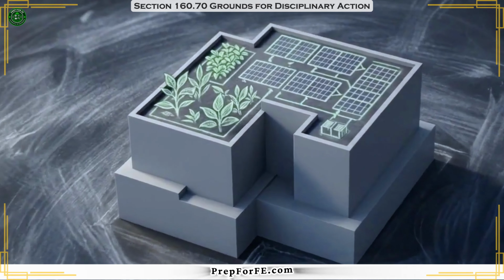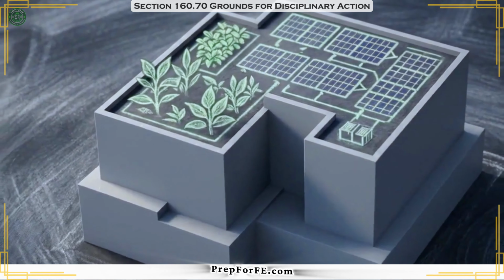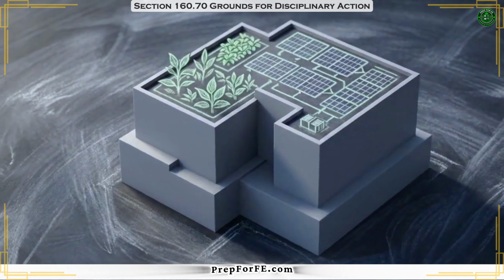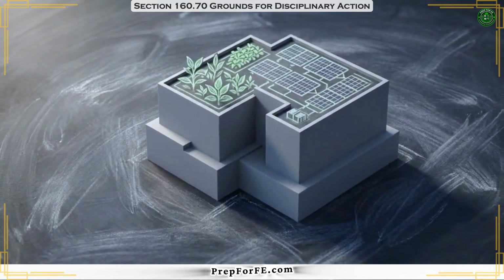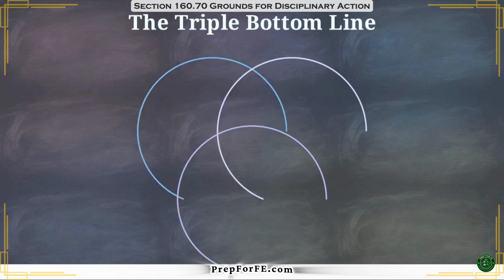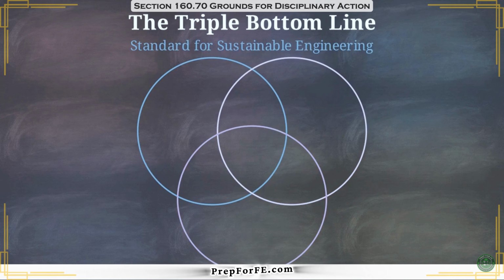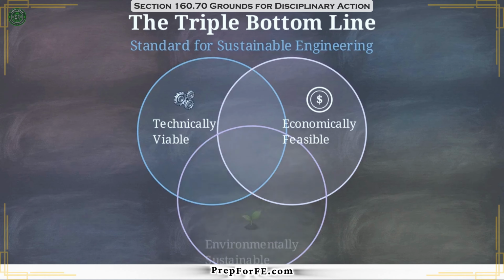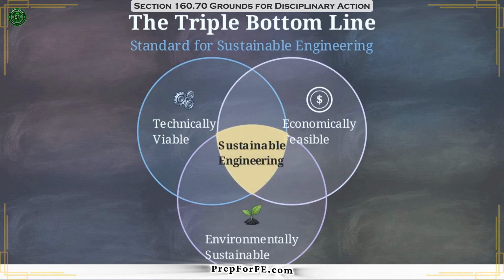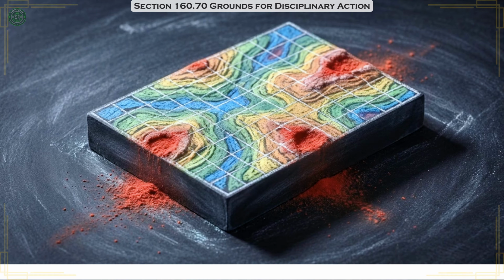Lawful practice requires more than just protecting engineering output. It requires adhering to societal and ethical constraints on that output. This chart introduces the triple bottom line, which serves as the overarching standard for sustainable engineering. Under this standard, engineering solutions must be technically viable, economically feasible, and environmentally sustainable. Engineers are required to use life cycle analysis to track the potential environmental consequences of their work.